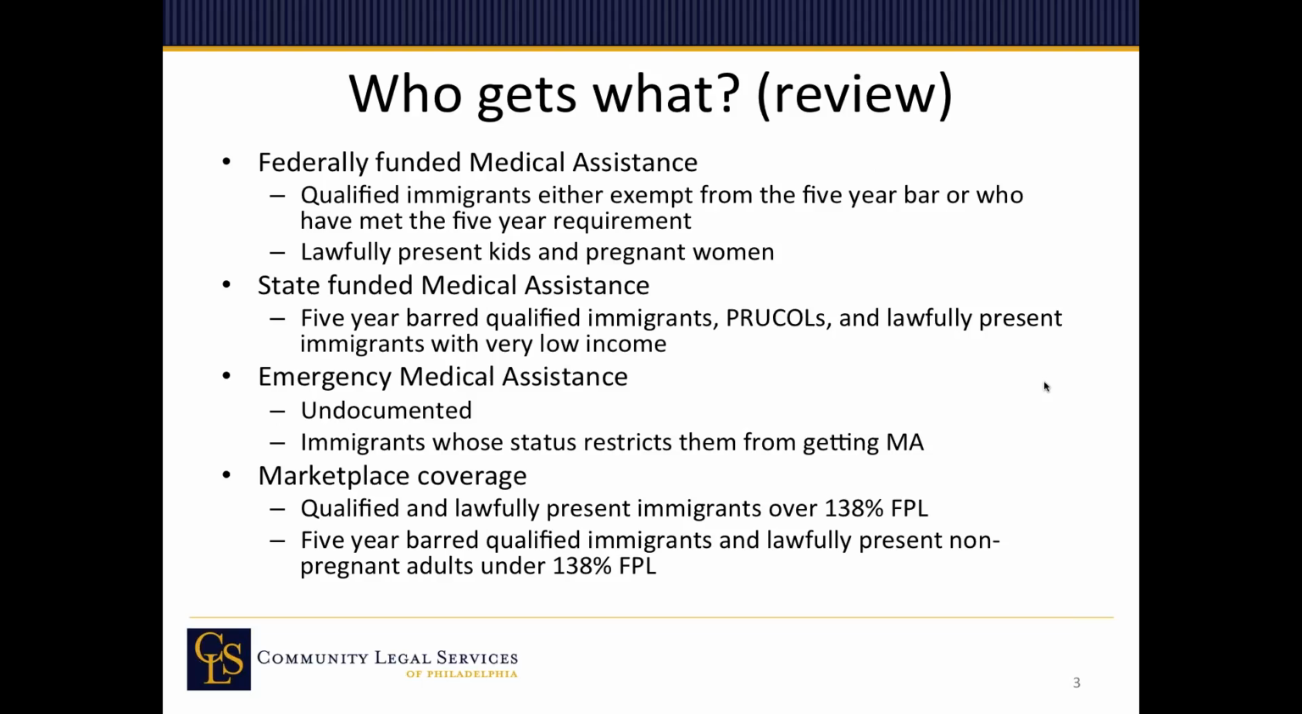Okay, so just a quick overview of what we're going to talk about today. We're going to do a quick review of what we talked about on Tuesday about which immigrants can get which types of health insurance programs that are available. And then we'll talk in more detail about medical assistance coverage, barriers to enrollment there, and some advocacy tips for you all as you handle these medical assistance cases. And then do the same for FFM, the health insurance marketplace, barriers to enrollment there, and some advocacy tips.